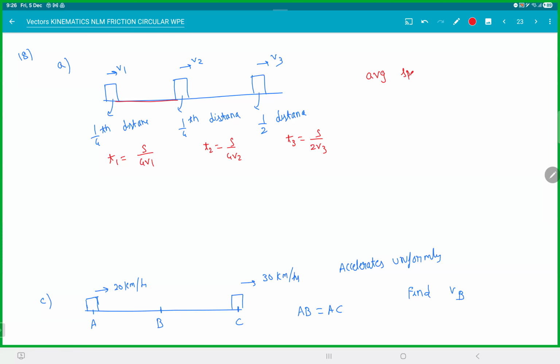So what is the average speed? Total distance is s. By total time will be t1 plus t2 plus t3. That s will cancel off anyway. You'll get the answer.